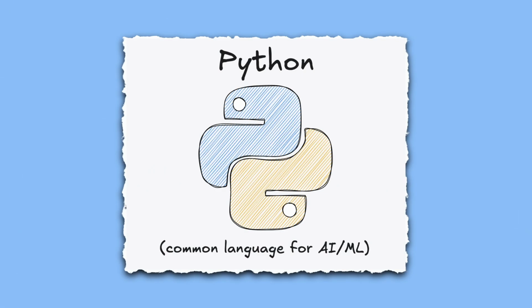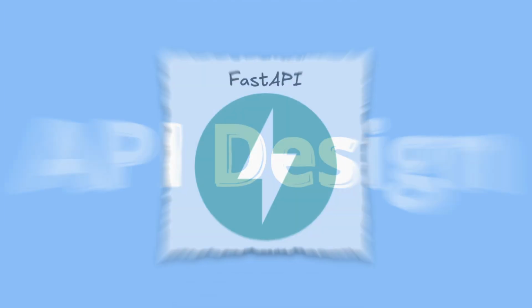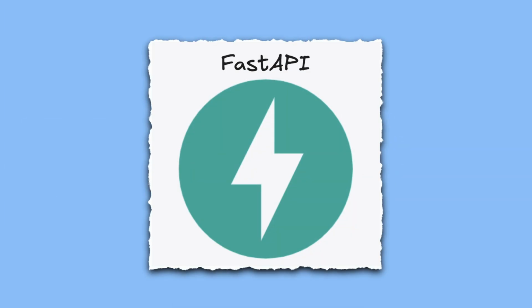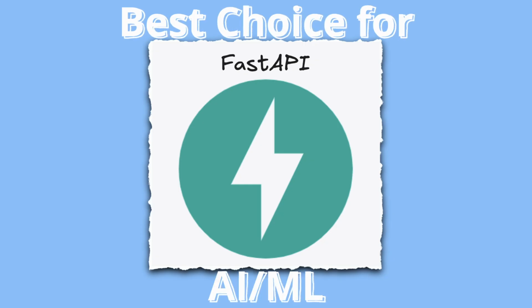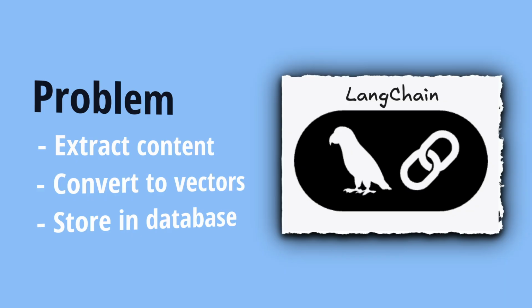Alright, let's start with the backend. I decided to use Python since it's the most common language for AI and machine learning, and honestly, I just like Python. Next, I had to figure out what API design made the most sense. I went with FastAPI since it's widely regarded as one of the best choices for AI and ML applications. Then came the bigger problem: extracting content from PDFs, turning that content into vectors, and storing it in Pinecone. This is where LangChain came in.